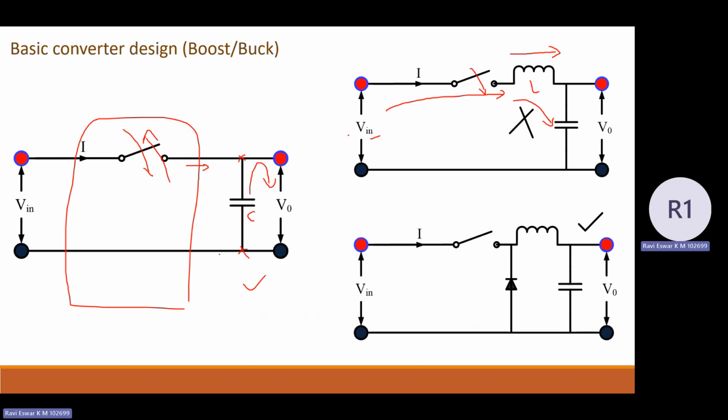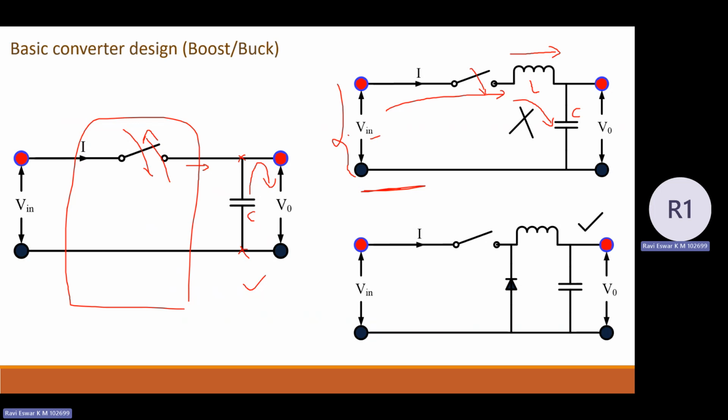So here we are using these passive elements, L and C, to maintain the continuous current at the output and at the same time continuous voltage at the output. So this is how we use this L and C to have a continuous supply at the output. But if you see, this circuit is not complete.